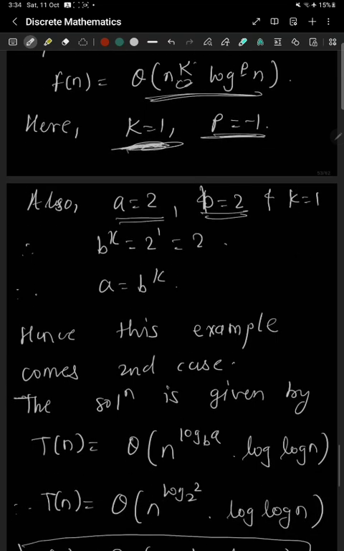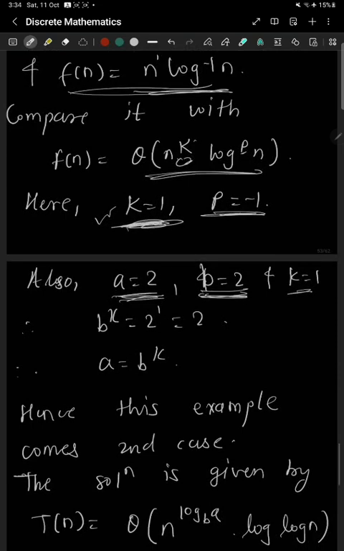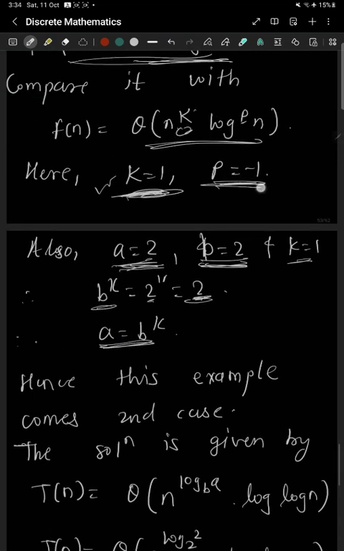Now we are going to find a and b raised to k. A is equal to 2, b is equal to 2, which we have gotten from here and here. Okay, and k is equal to 1, which you got from here. So now b raised to k is equal to, b is 2 and k is 1, hence 2 raised to 1 is equal to 2. Now a is equal to 2 and b raised to k is also 2, hence a is equal to b raised to k. So this is an example of the second case, in which also p is equal to minus 1.